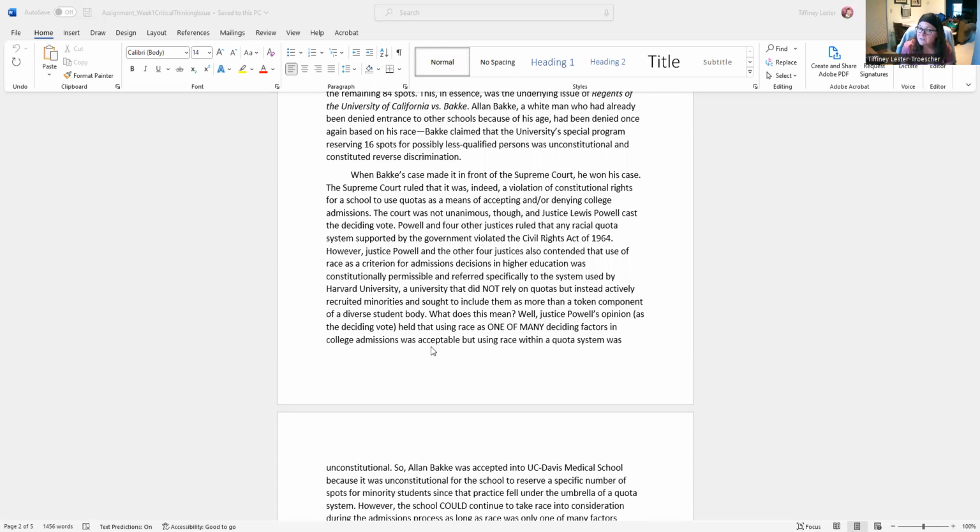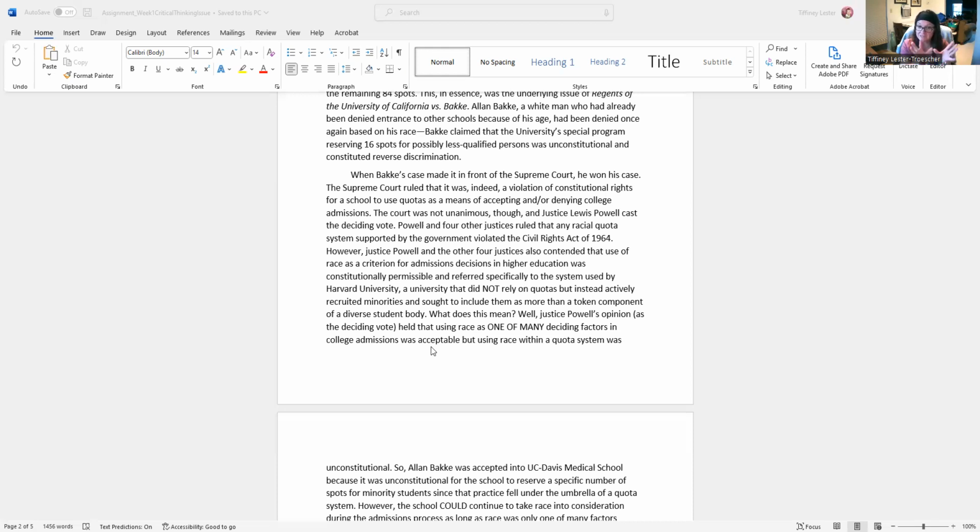The court was not unanimous, though, and Justice Lewis Powell cast the deciding vote. Powell and 4 of the other justices ruled that any racial quota system supported by the government violated the Civil Rights Act of 1964. Any quota system for any race was a violation of the Civil Rights Act. So what UC Davis Medical School was doing, having those 16 spots, 16 out of 100, was a quota system. They ruled that that was in fact unconstitutional. It was against the law.